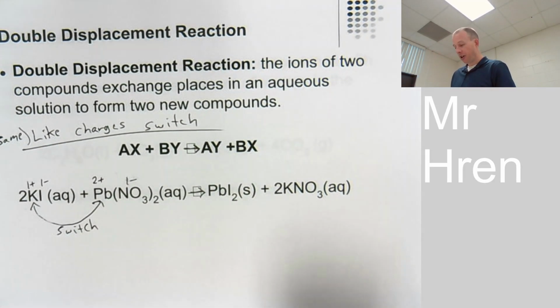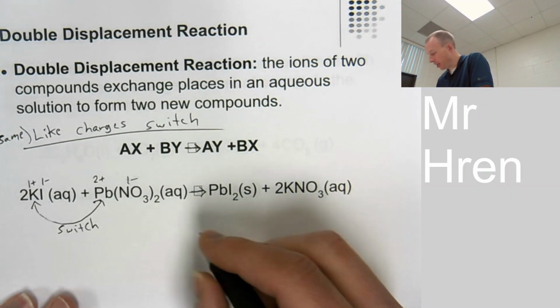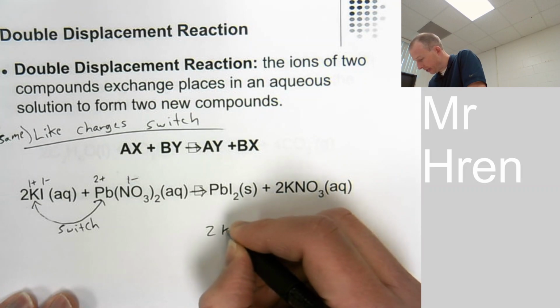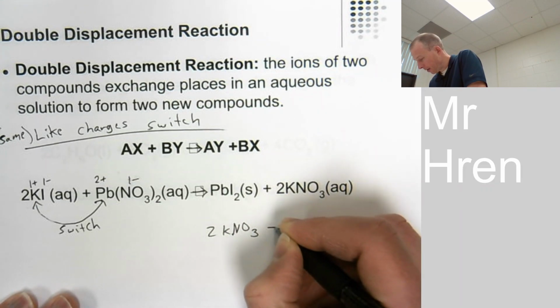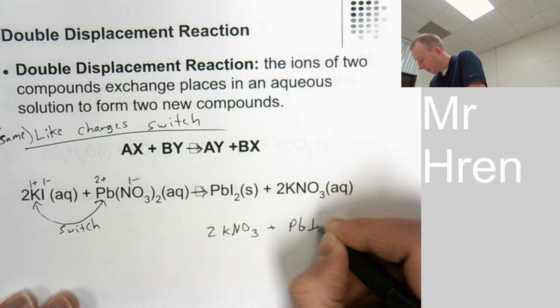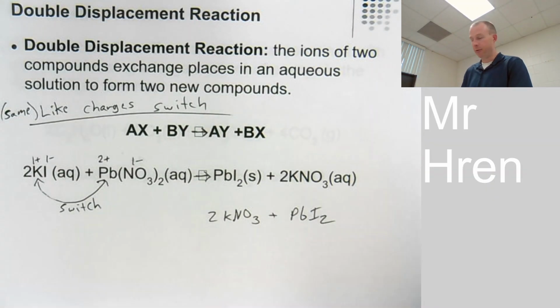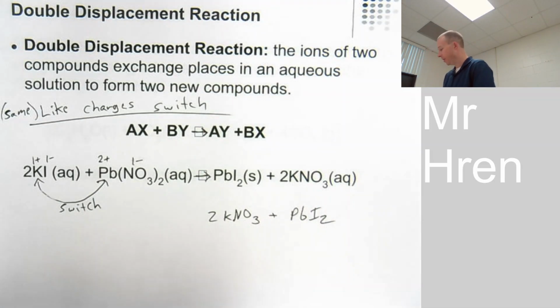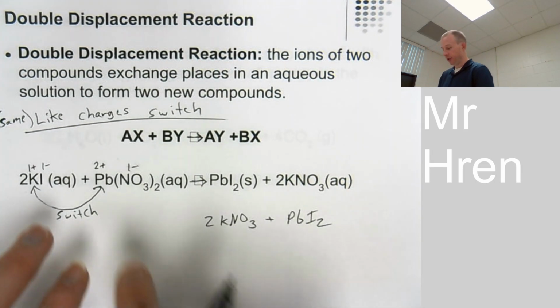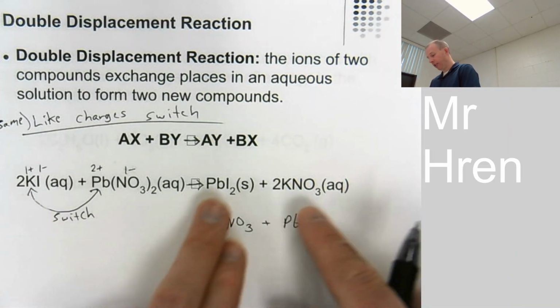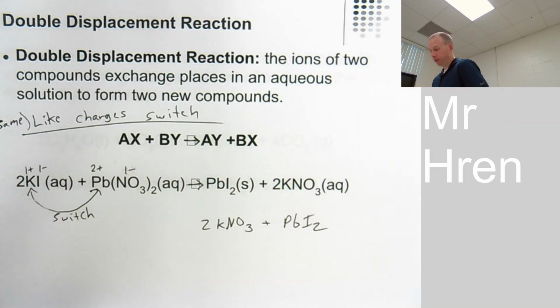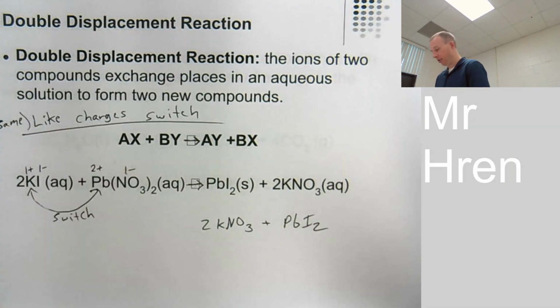Okay, so you're going to switch the like charges, but again, you could have done the negatives. It would have given you the exact same result because remember, it doesn't matter which one's first and which one's second. It's all the same. All right, so that's a double displacement. Two compounds react to produce two more compounds. Double displacement. Okay, these are the longest ones.